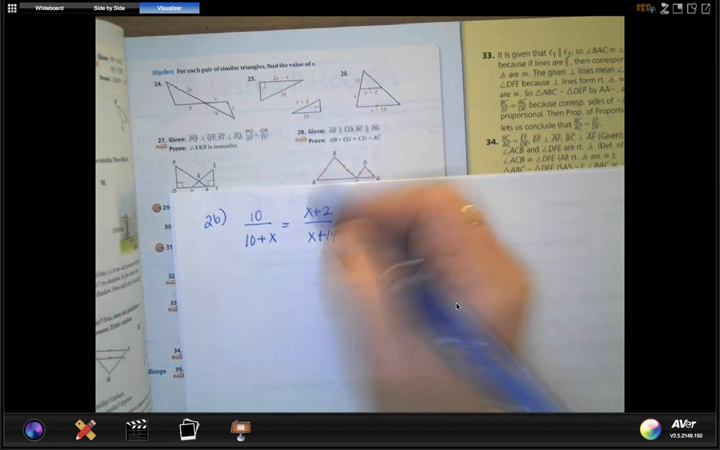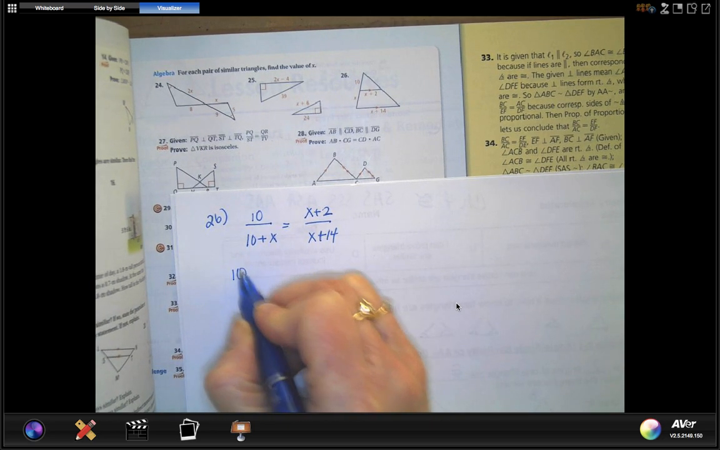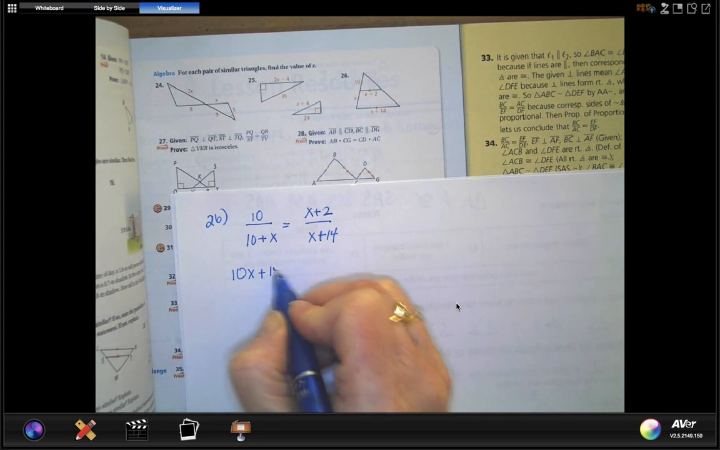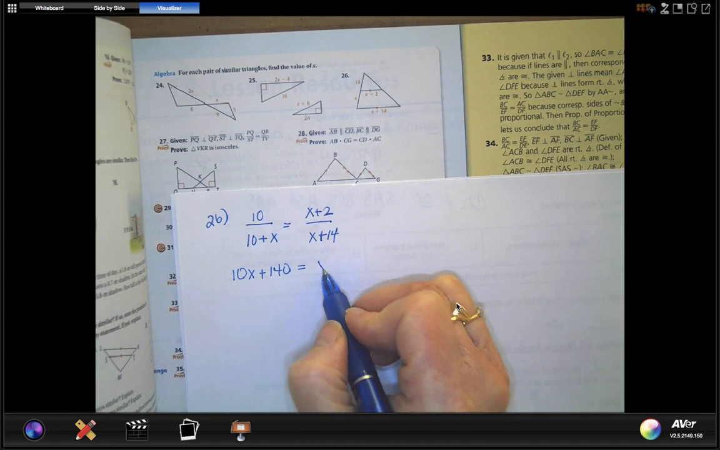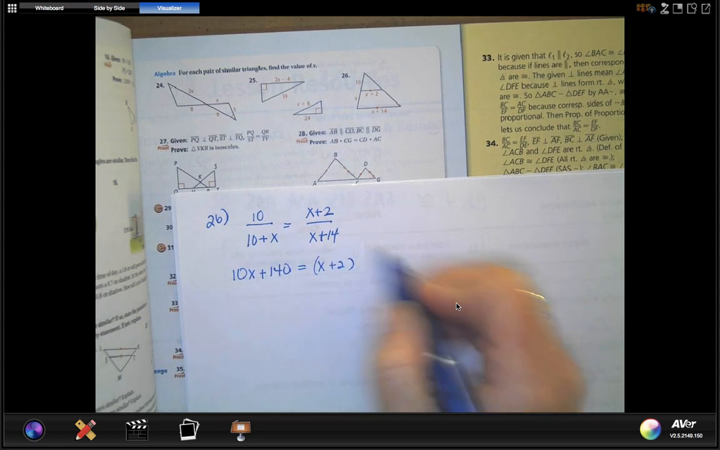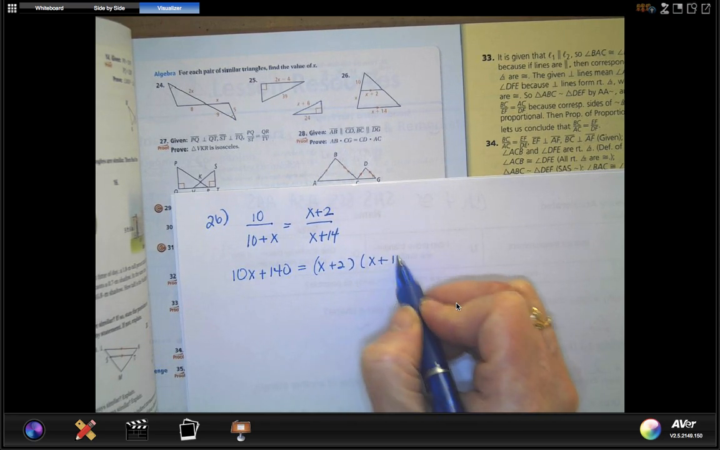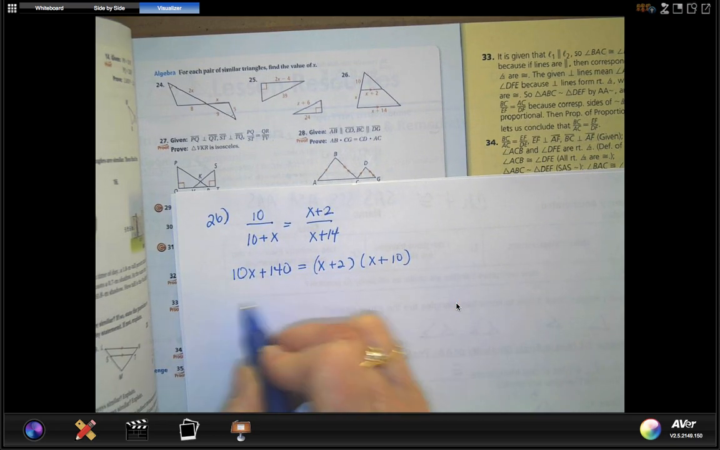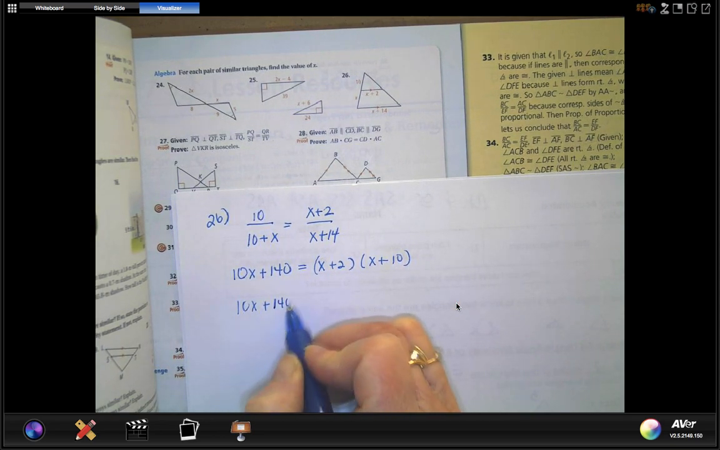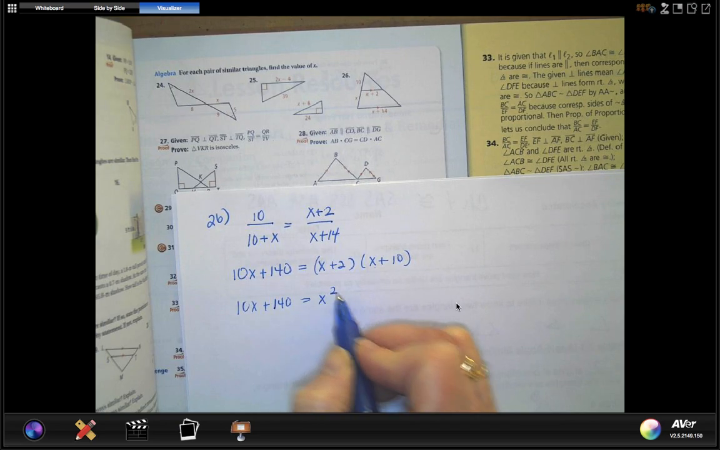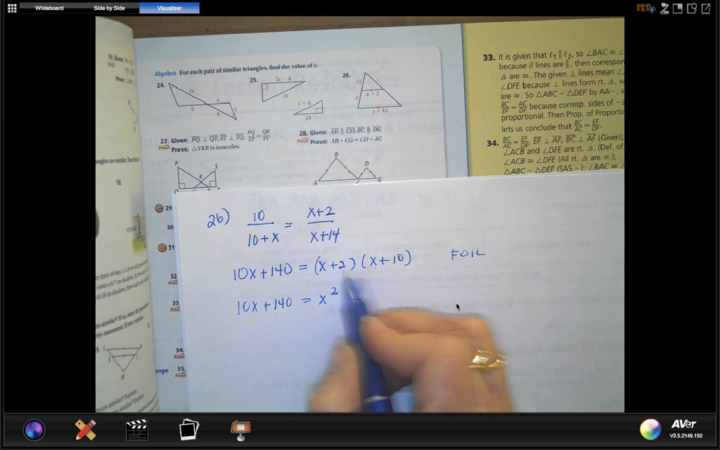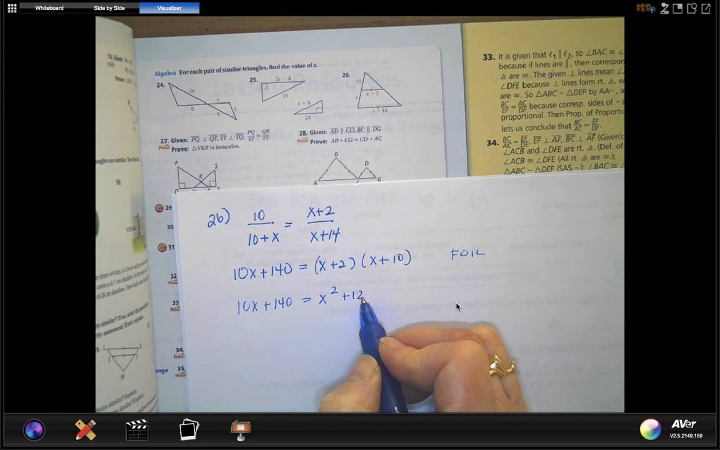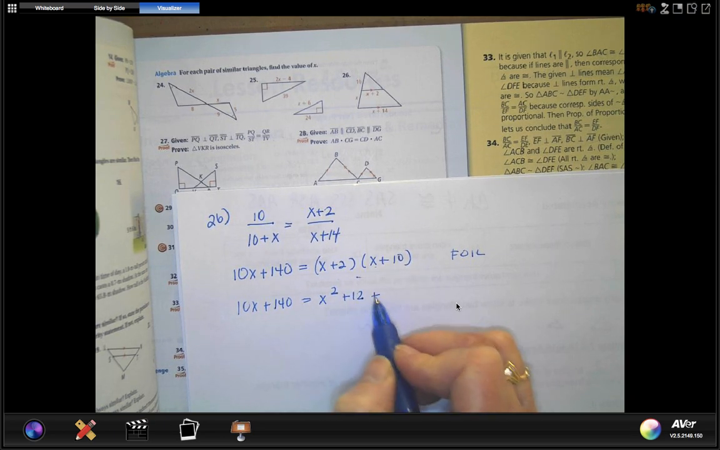So I'm going to cross multiply. So here I'd have 10x plus 140, because I've got to distribute that 10. Over here, I'm going to rewrite this. So I'm going to have x plus 2, and instead of using 10 plus x, I'm going to write it as x plus 10. So over here, x times x is x squared. So remember, we have to FOIL again. The outer is 10x, the inner is 2x, so I've got 12x. Then the last is 20.